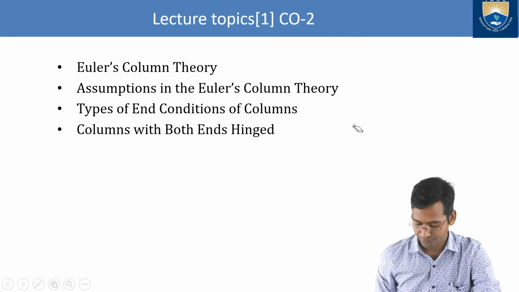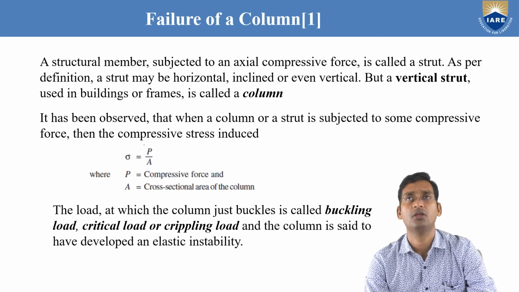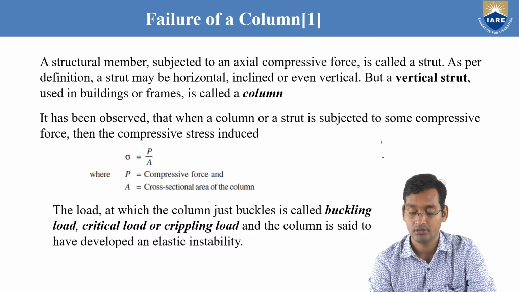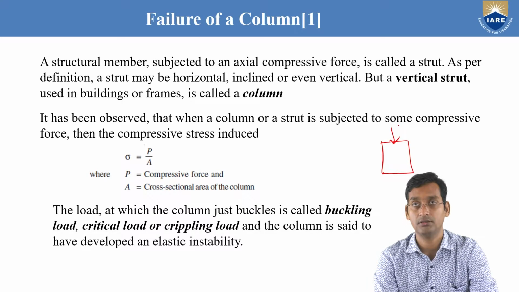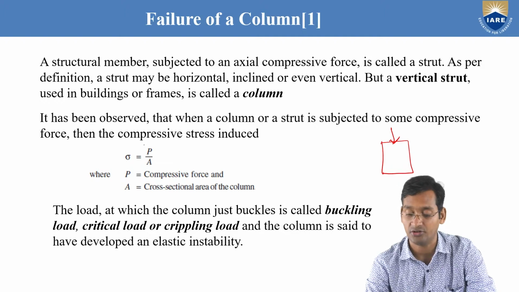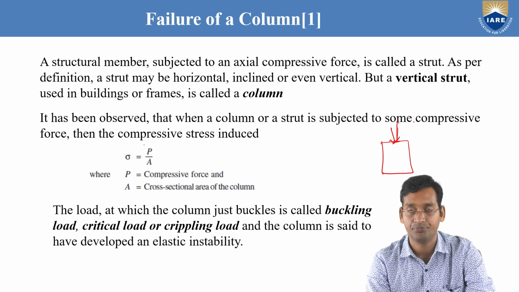So let's start with Euler's column theory. First, the failure of a column. When can a column fail, or what is a column, that we will see. A structural member subjected to an axial compressive force. Just see here, this should be the axial force. Then axial compression. It's not axial expansion. Compressive force is acting on it.